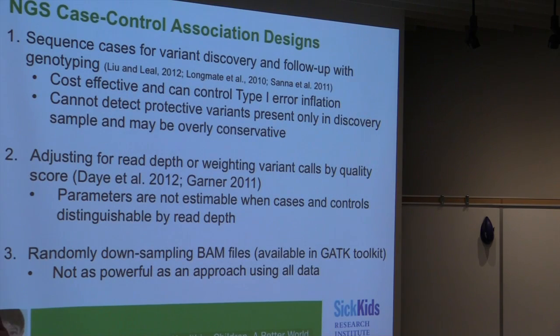there's an option to randomly downsample the BAM files, so kind of throw out reads, so that if you have a 30x and a 7x, then both become 7x. Well, obviously, you're not using all of your data that way, so that's not an optimal solution.